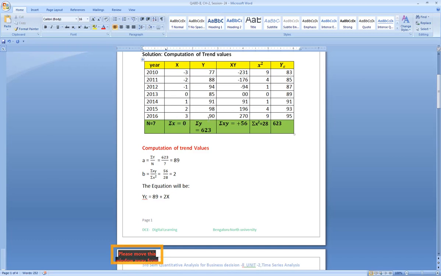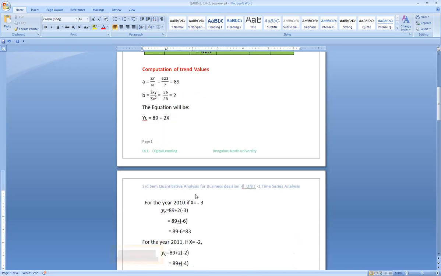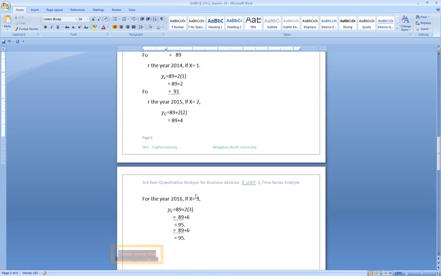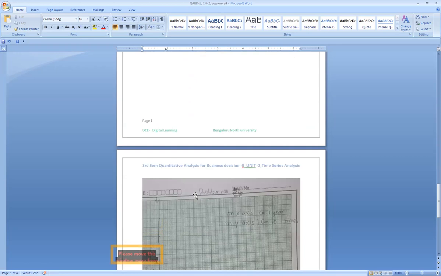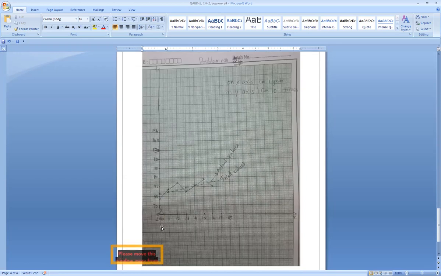For 2016, 90 is the actual value, which means the production has also increased due to the change in the variation, that is 95. So these are all the values we calculated by using the equation Yc equals a plus bx. The same thing now has to be plotted on the graph. The x-axis shows the number of years and the y-axis shows the actual values. On the x-axis, we are showing 2010, 2011, 12, 13, 14, 15, 16, 17 and 18.